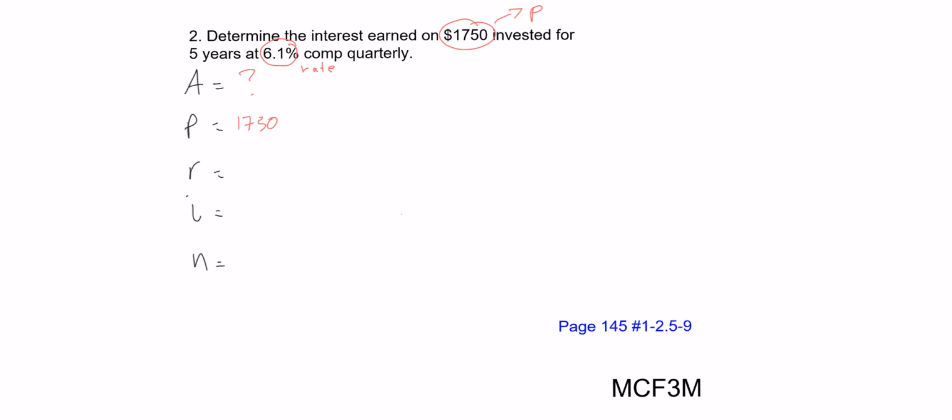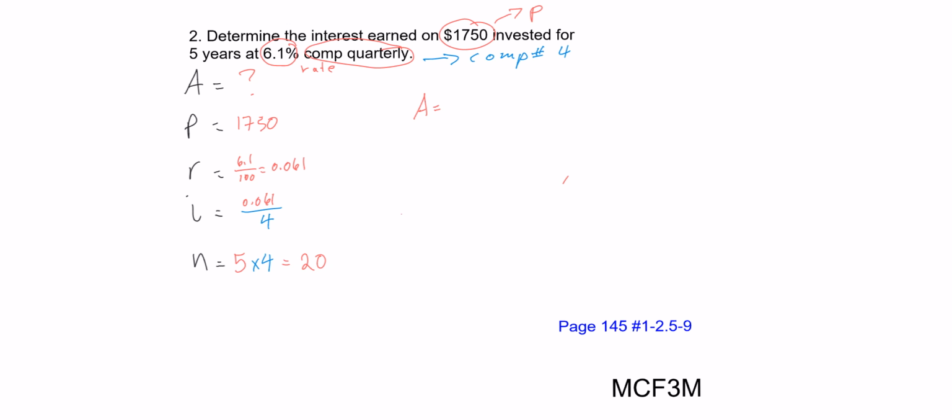Now our rate is 6.1 divided by 100, which is equal to 0.061. I use my calculator to check that sometimes. And then we have our interest rate, but it's compounded quarterly. So that means our comp number is 4. So we're going to take 0.061 and divide this by 4. And then we're going to take our 5 years and multiply it by 4 to get 20.